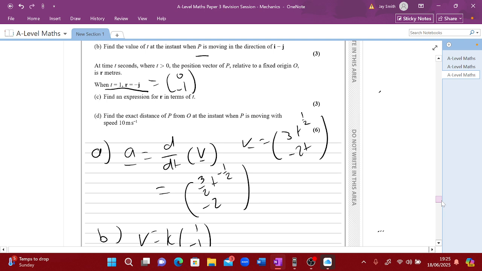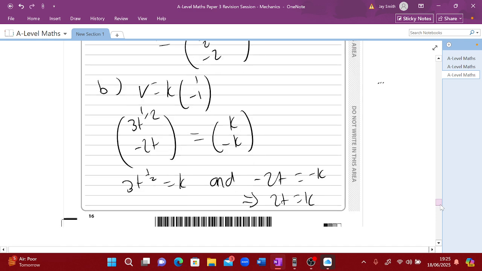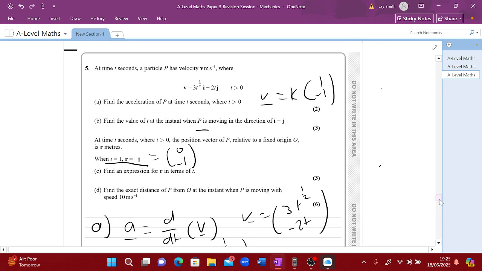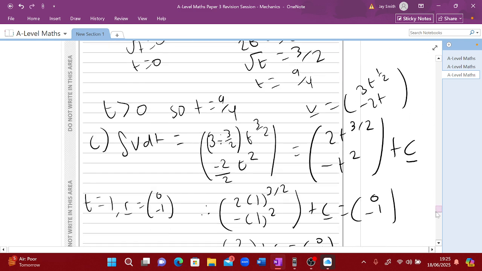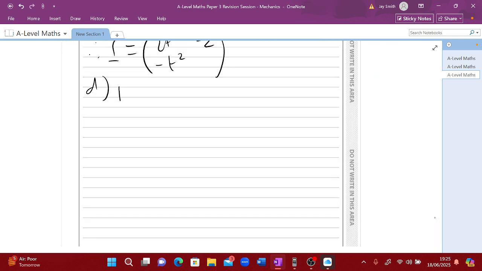And then part D says find the exact distance of P from O at the instant when P is moving with speed 10. So the speed is 10, while the speed again corresponds to the modulus of the velocity. Because if we take the magnitude of the velocity vector, that will get us to speed. So that means that therefore mod v equals 10.